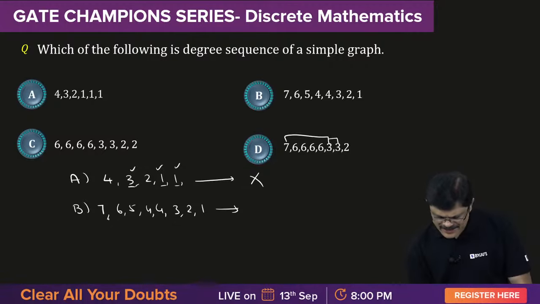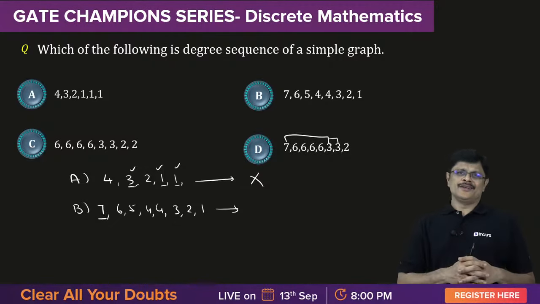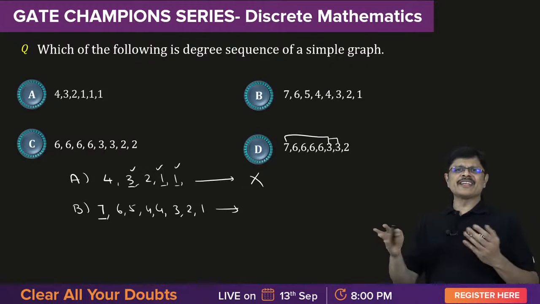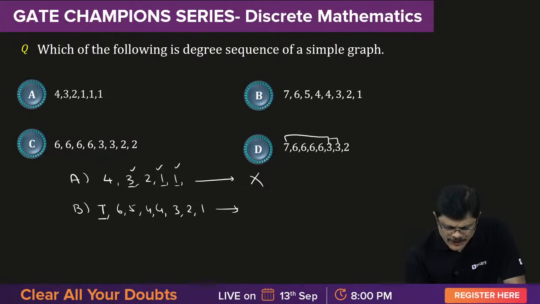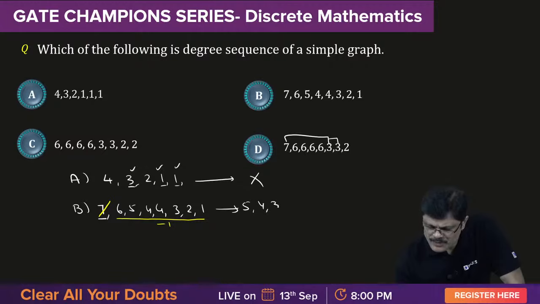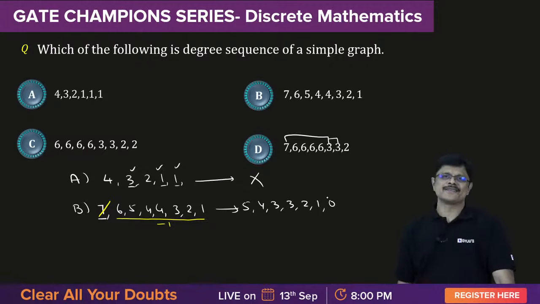Let us see. The highest degree vertex is 7. It is in non-increasing order, decreasing with equal fellows together. What you do is you remove the highest degree, which is 7, and from the next 7 degrees you subtract 1. So it is 5, 4, 3, 3, 2, 1, 0.